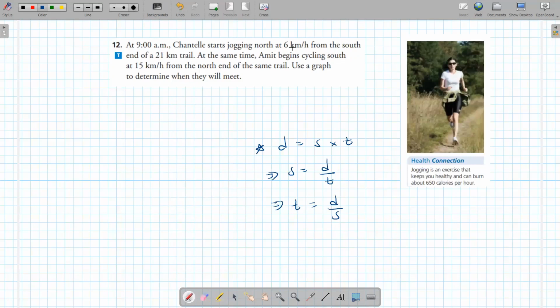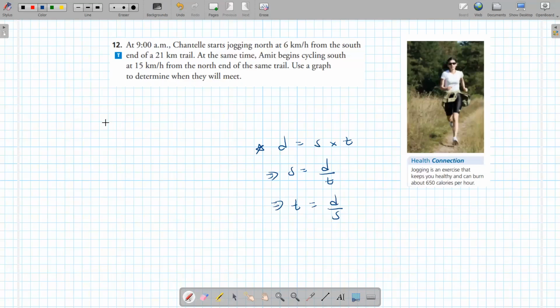So at 9 a.m., she's going north at 6 kilometers per hour from the south end of a 21-kilometer trail. At the same time, another person starts cycling south at 15 kilometers per hour. Use a graph to determine where they will meet.